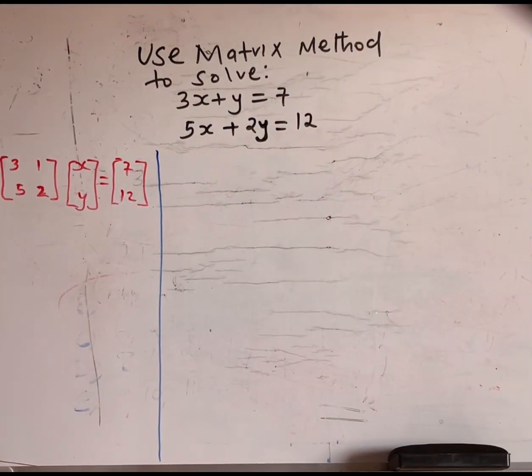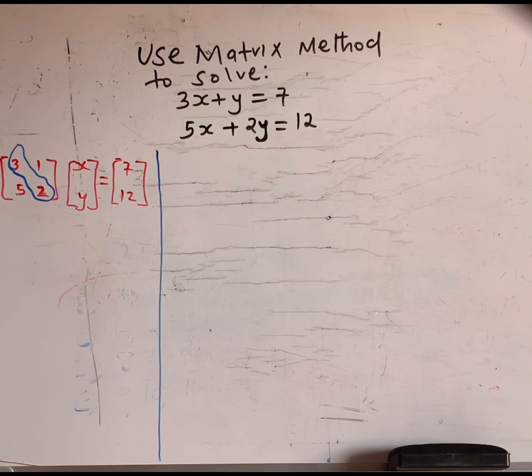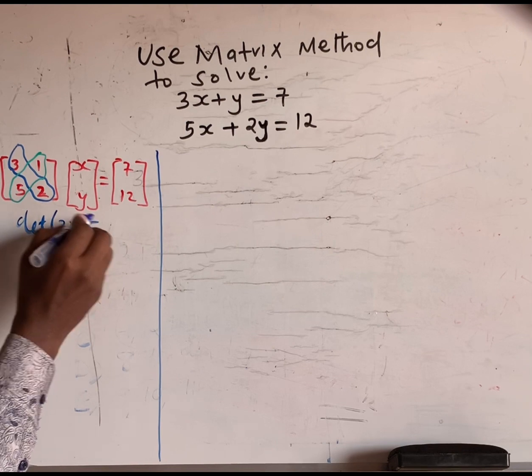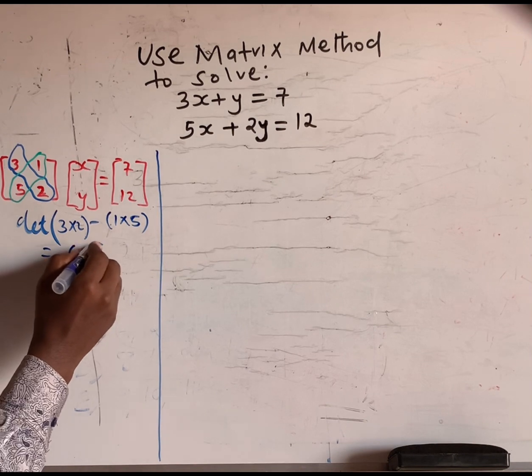The second step is to find the determinant of the coefficient matrix. The determinant of a 2 by 2 matrix is given by the difference between the product of the main diagonal and the other diagonal. So in this case, which is the main diagonal? The main diagonal is 3, 2, and the other diagonal is 1, 5. So the determinant is given by the product of the main diagonal, that is 3 times 2, minus the product of the other diagonal, 1 times 5. This will be 6 minus 5, which is 1.